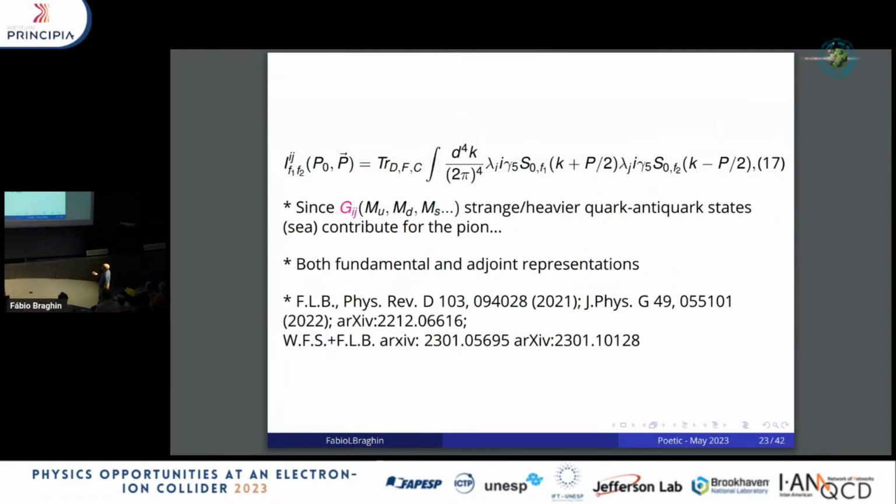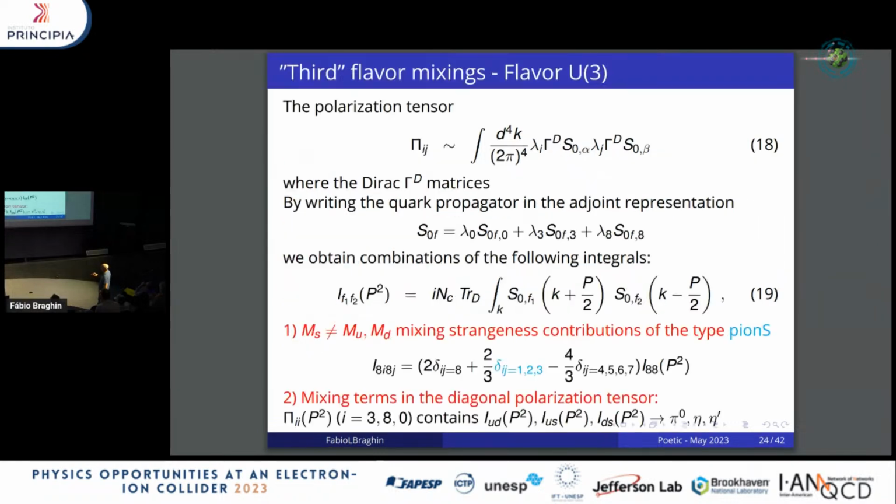So the issue is that when you calculate this polarization tensor, we have to take this trace in the flavor space. We have here the generators in the adjoint representation, but we also have the quark propagators that are matrices, 3 by 3 matrices. If we neglect this matricial structure of these propagators, these mixings will not appear. So the idea here is to write the quark propagator in the adjoint representation.